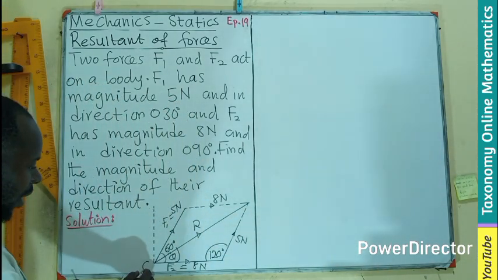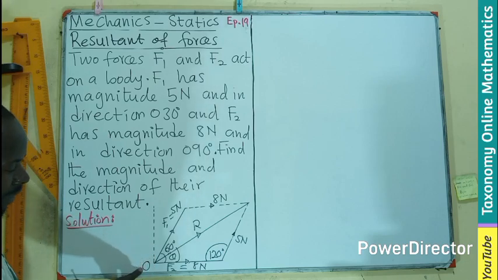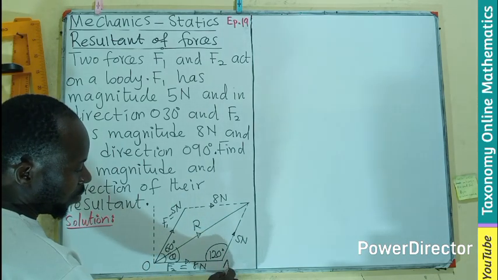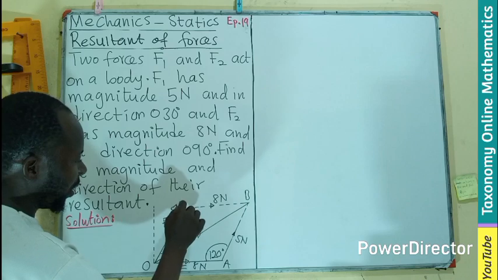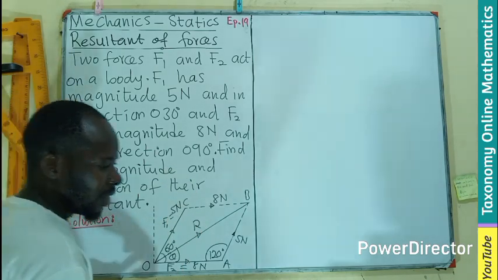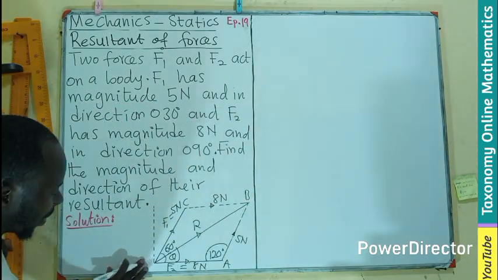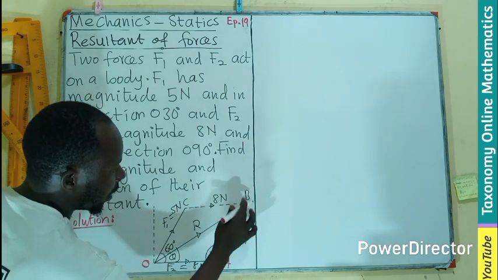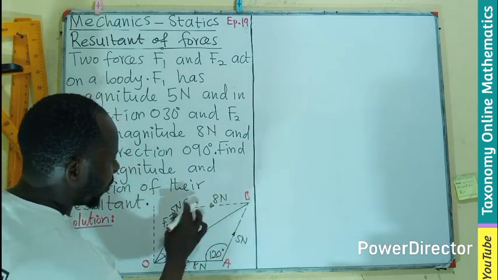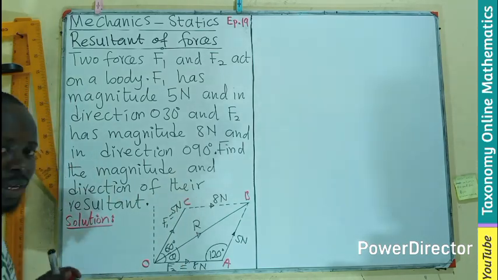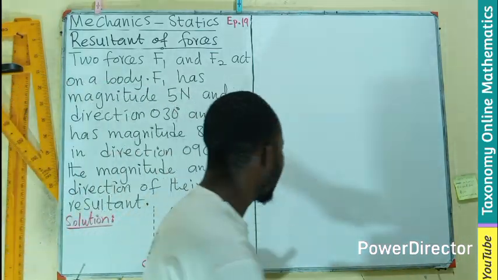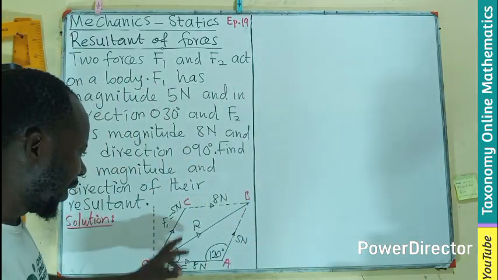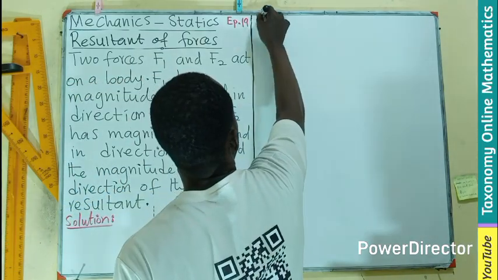Let's see. The point of concurrency is going to be O. Let's label here A, B, and C. If I can put demarcation in it: O, A, B, C. I think this makes it a bit different. Now, we need a resultant. So let's use the cosine rule.